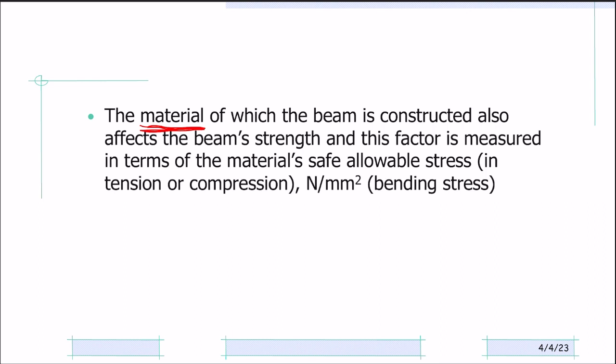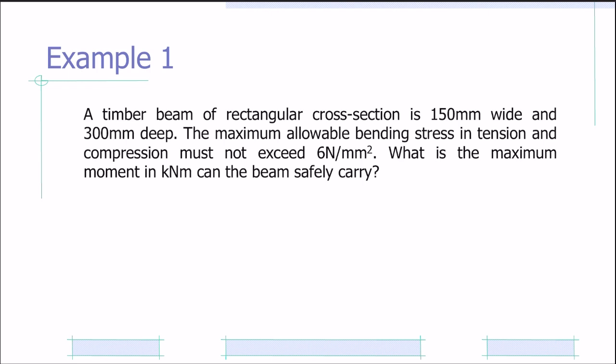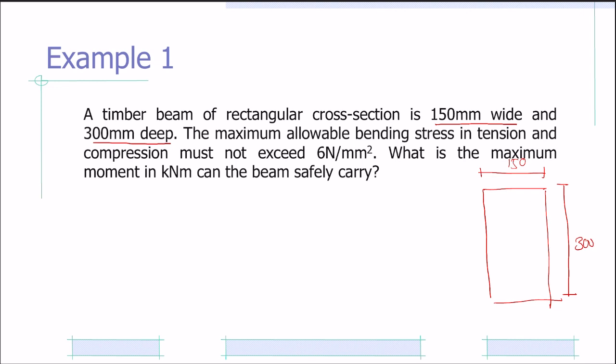Therefore, kita kena tengok on the material itself, yang kita dapat tengok apa yang effect daripada material tu, which is the allowable stress. Now we look at example 1. A timber beam of rectangular cross section is 150 mm wide and 300 mm deep. Then we can draw. This is 150, this is 300. The allowable bending stress in tension and compression must not exceed 6 Newton over mm square.